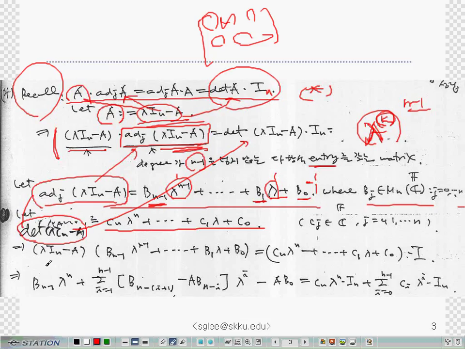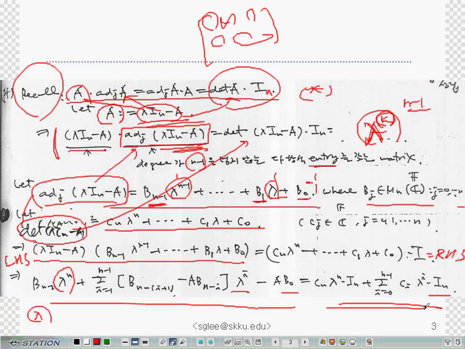Then, the left-hand side can be the same as this right-hand side. Okay. Then we can think of this as a polynomial in lambda with all degrees in this way. So this is a matrix polynomial, and this is another matrix polynomial.